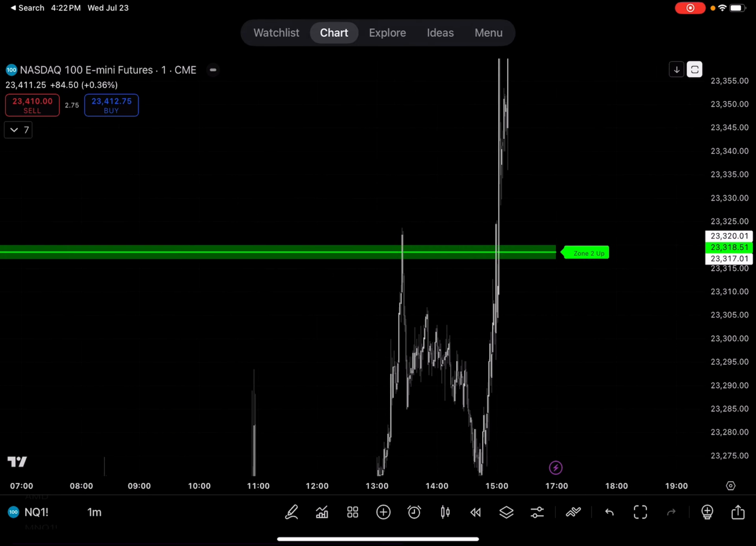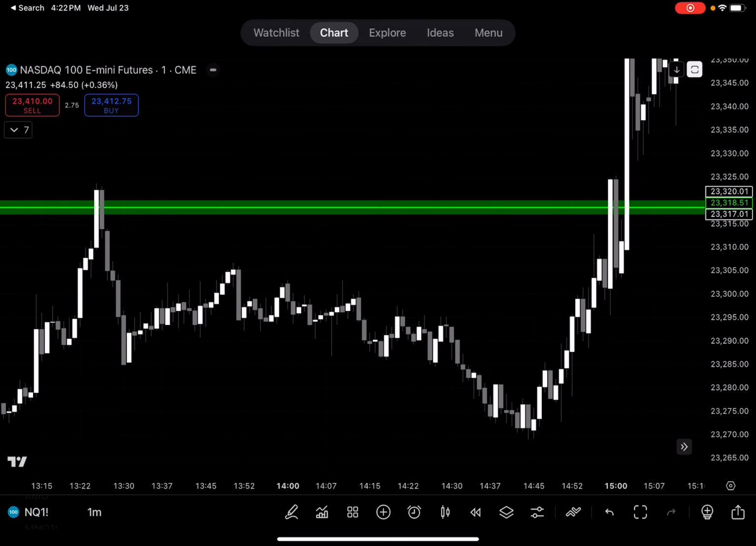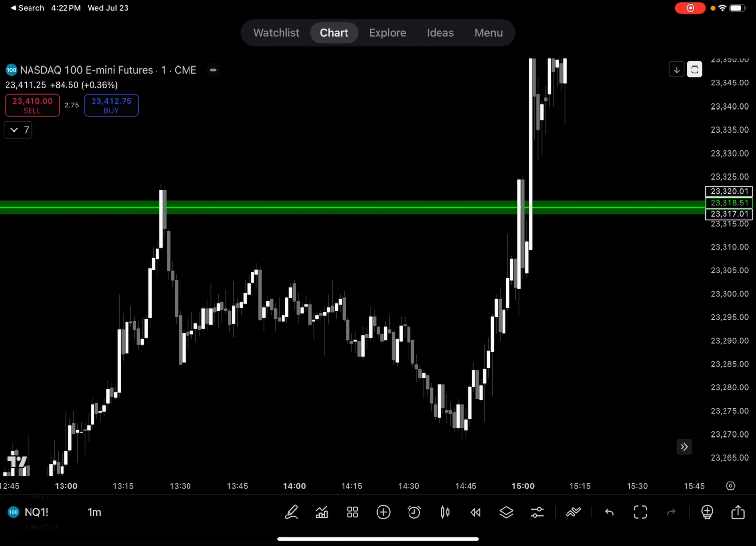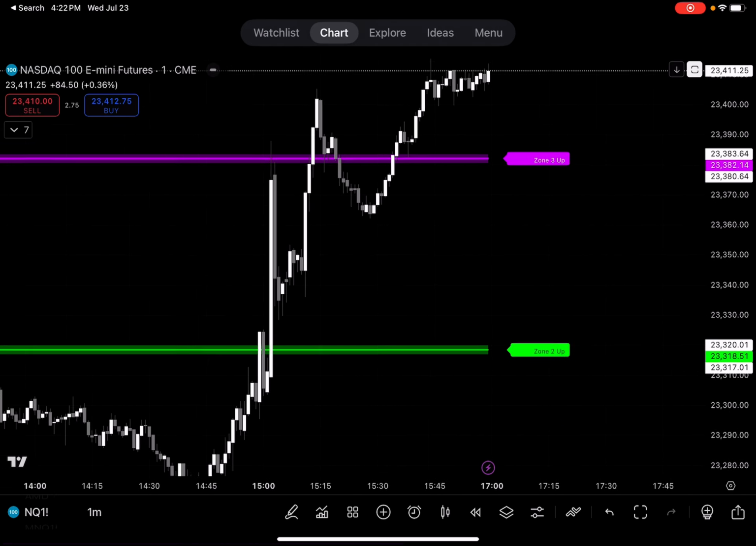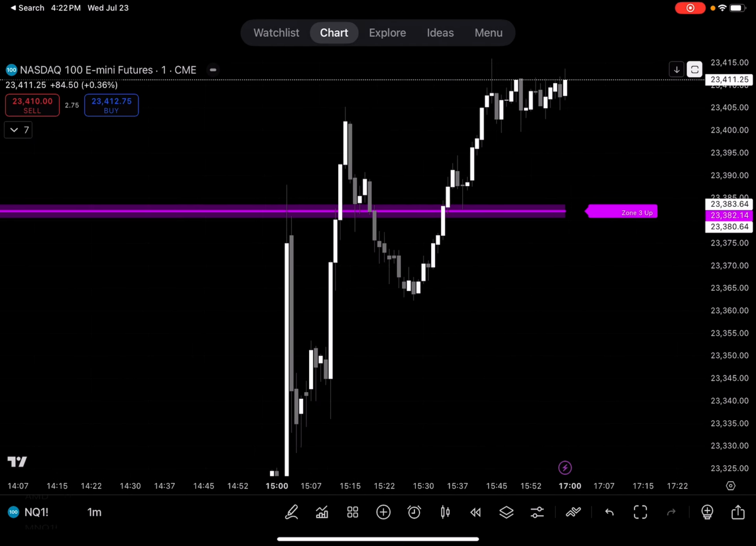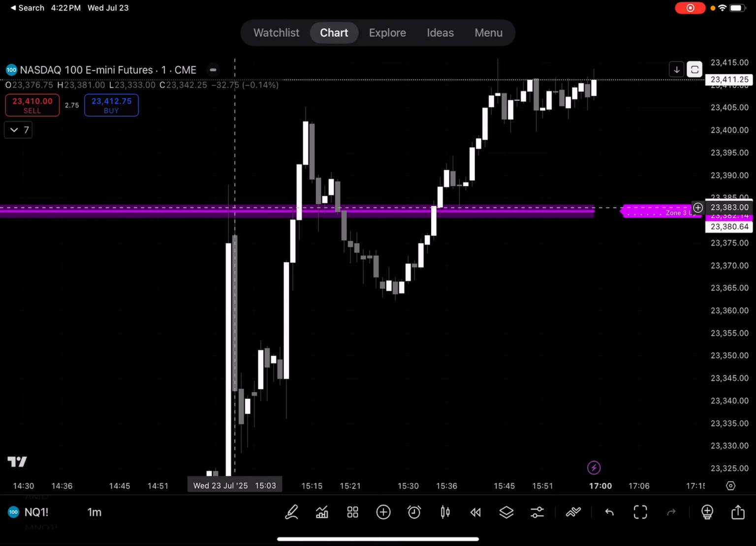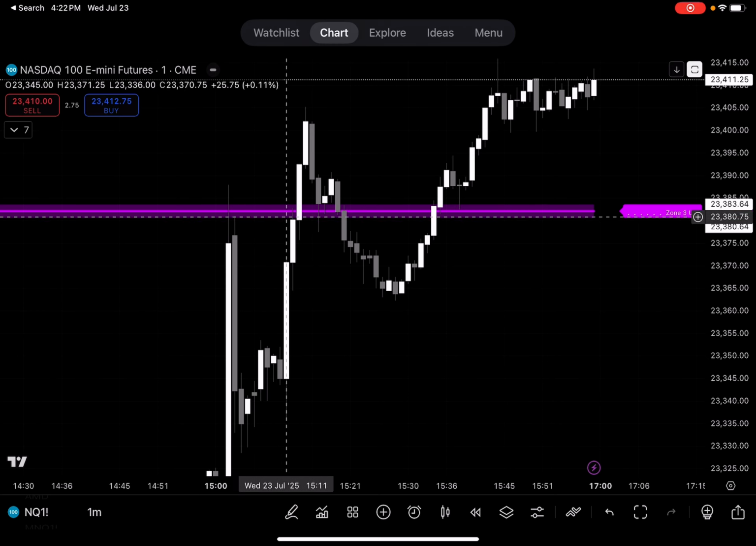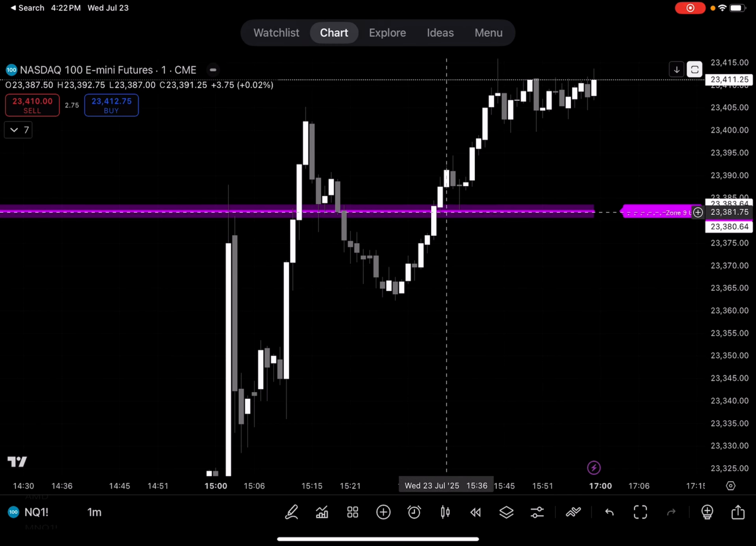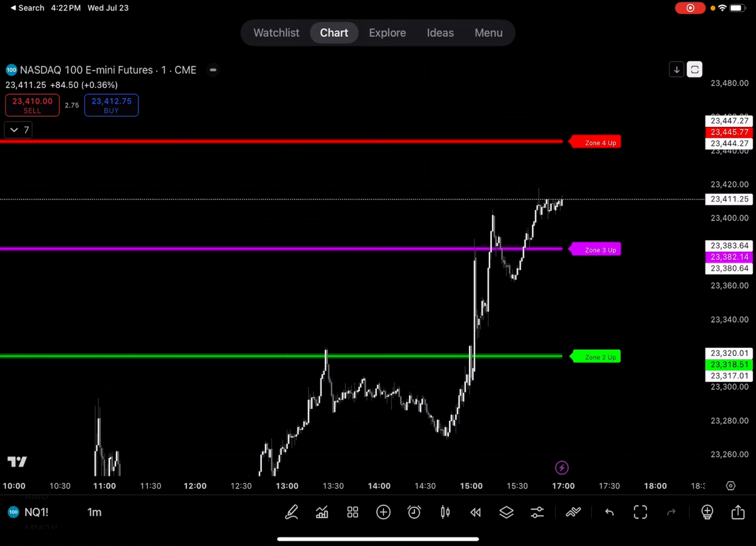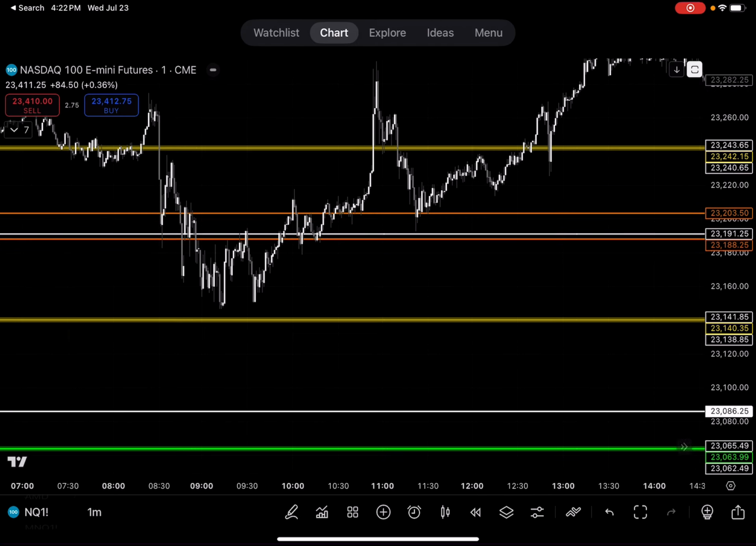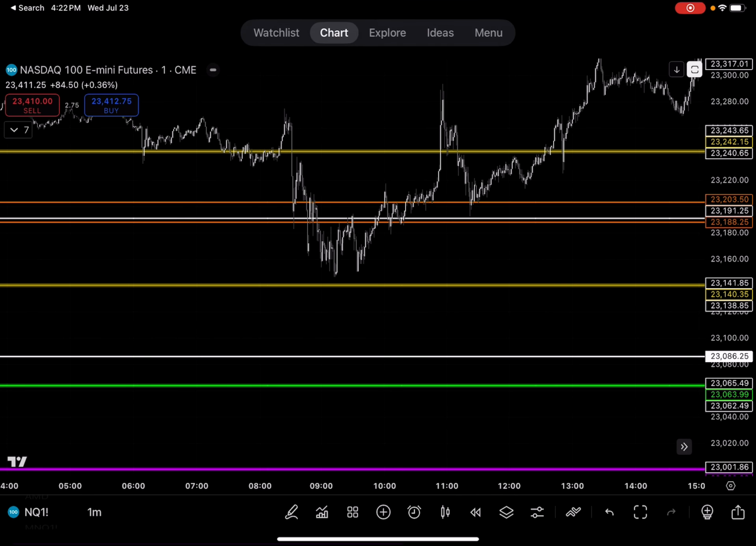You'll see price react off these areas pretty strongly as it bounced up. Right here, a wick down. Could have caught like 40 points off that. This is where I like to dial in on the lower time frame sometimes and catch those moves. So that's kind of how the ORB is.